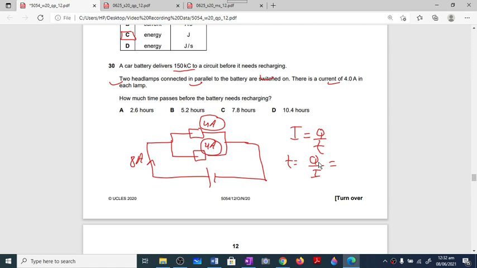It means that first we will calculate the total current. So T that's equal to Q by I. What is the value of Q? 150,000, because that is the kilo, coulomb, and now the current is 8 ampere. So what is the time we will get? We will get the time 18750 seconds. But if you observe, the answer is given in hours, so we will divide it by 3600 and then we will get the answer 5.2 hours. So option B is the correct answer, 5.2 hours.